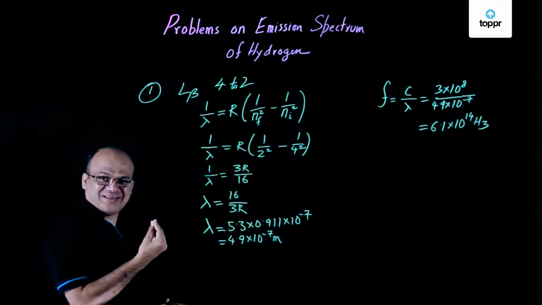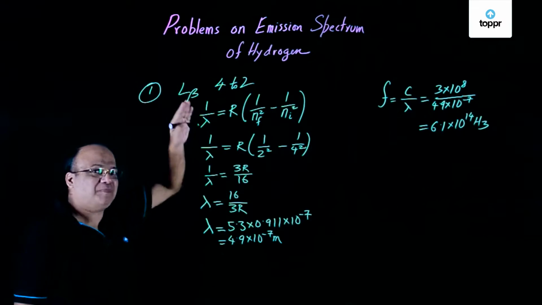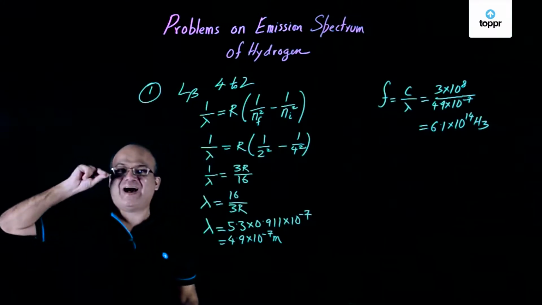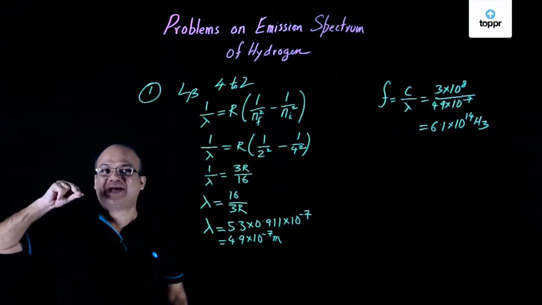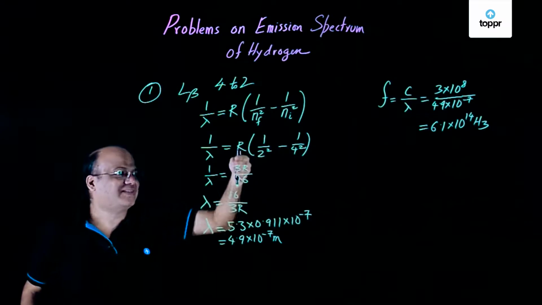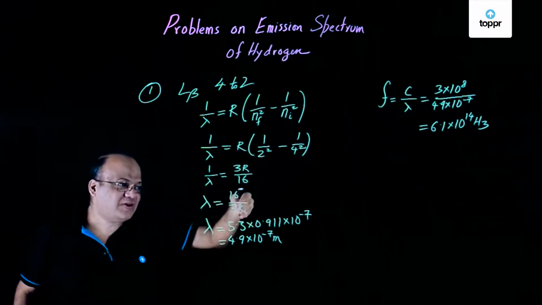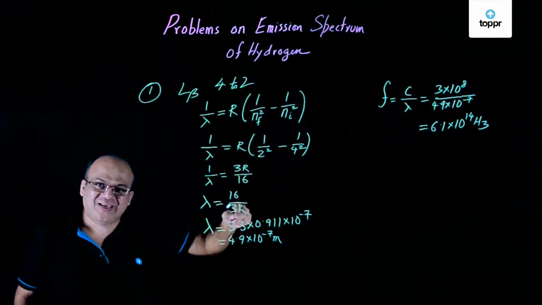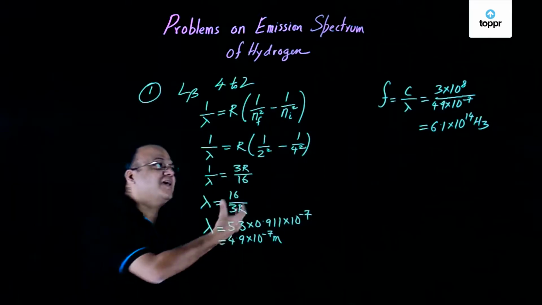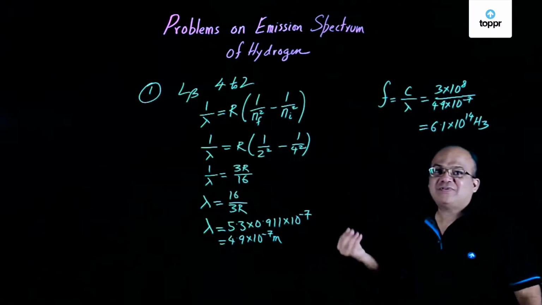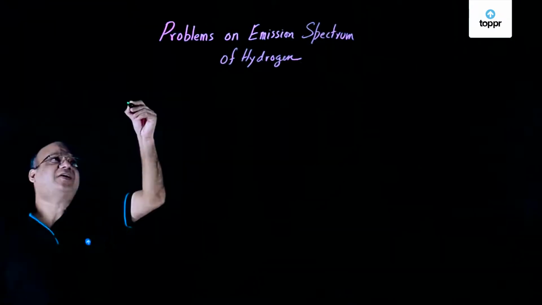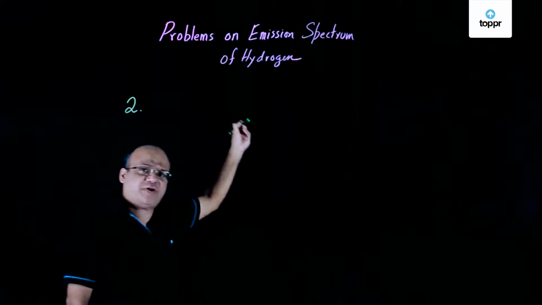So the important thing to remember: the beta line of the Balmer series is jumping from 4 to 2. The formula is 1 by lambda equal to R into 1 by nf square minus 1 by ni square. So nf is 2, ni is 4, and we get this equation. When you find the wavelength, you'll get 1 by R in the equation, so memorize 1 by R: 0.911 into 10 to the power minus 7 meters. And once you get wavelength, you can get frequency. Frequency is nothing but C by lambda. Very simple.